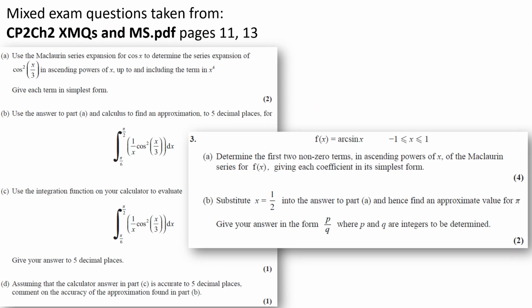The last thing you can try, if you want, is exam questions taken from Core Pure 2, Chapter 2, a variety of exam questions. These two have Maclaurin series expansion, one of them using it in order to approximate an integral, and the other one is using it to find an approximation for pi. So you get a combination of using your technique, but also seeing how it can be applied to things.